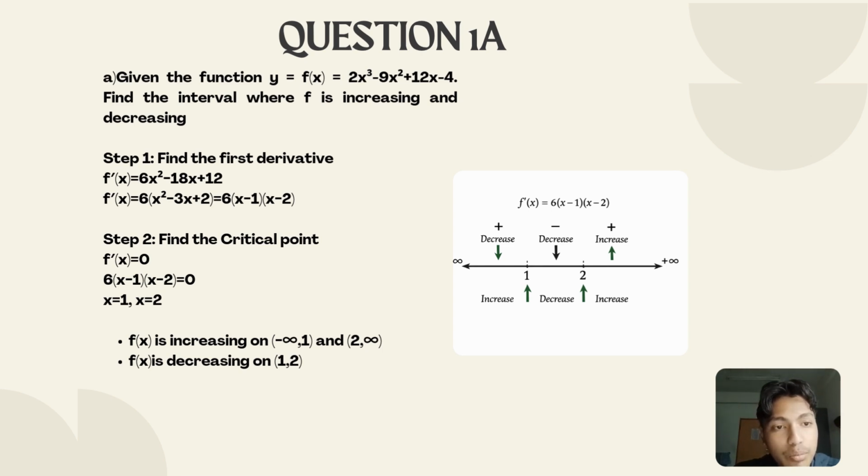Next, we find the critical points by setting the first derivative equal to 0. Solving 6(x minus 1)(x minus 2) equals 0, we get x equals 1 and x equals 2. Using the sign diagram shown on the slide, we analyze the sign of f prime x. The derivative is positive when x is less than 1, negative between 1 and 2, and positive again when x is greater than 2. Therefore, the function is increasing on the intervals (negative infinity, 1) and (2, infinity), and decreasing on the interval (1, 2). That's all for question 1a.